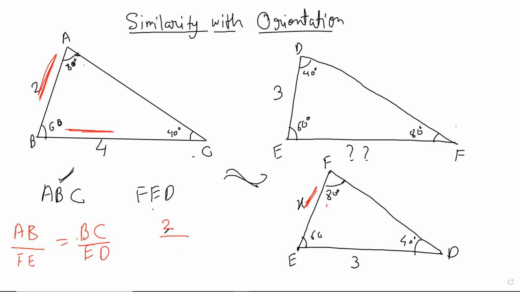This AB would be 2. This FE is what we need to find. Okay, and then BC. Now just putting the values. Take a deep breath, cool down, and just put the values. No need to get confused now because once you've written it, you can't go wrong. This BC is 4, and this ED is 3. Now you can solve it.